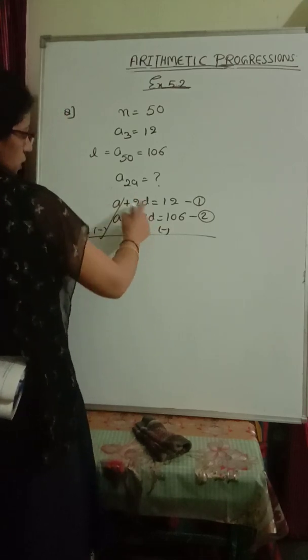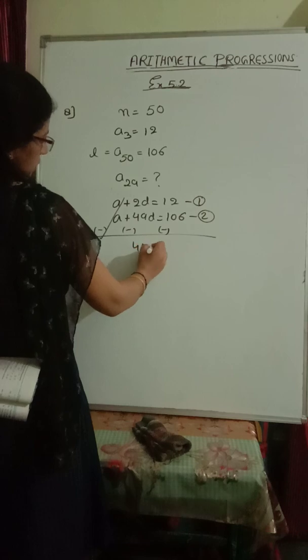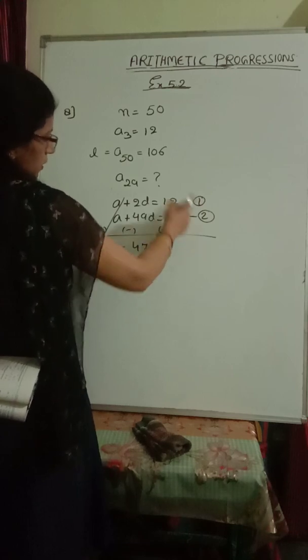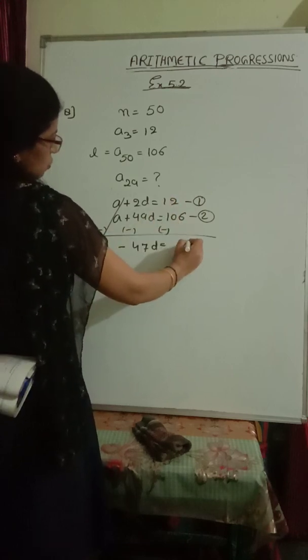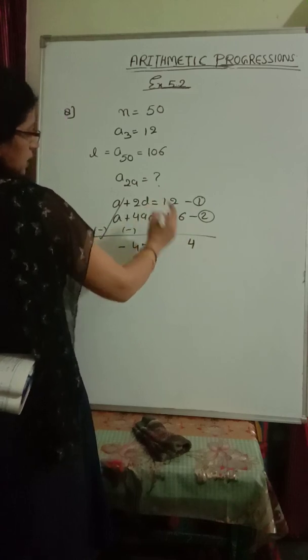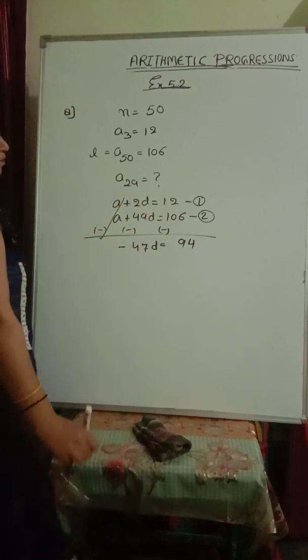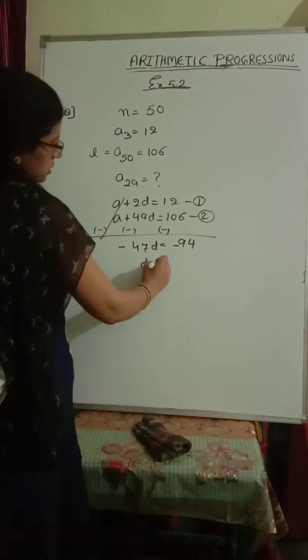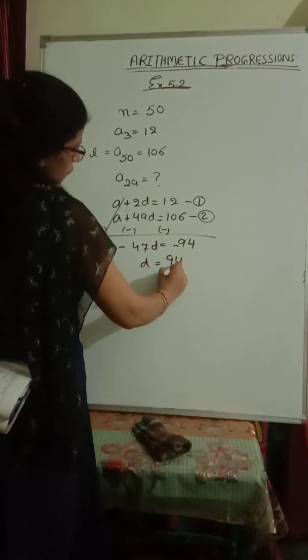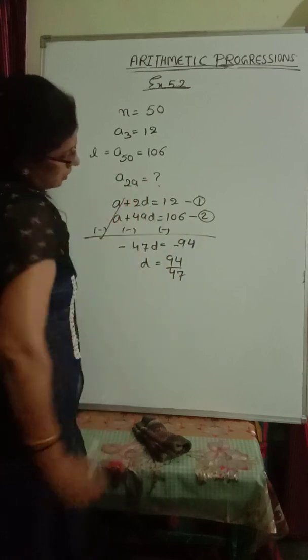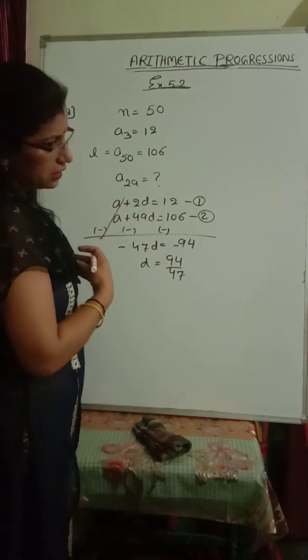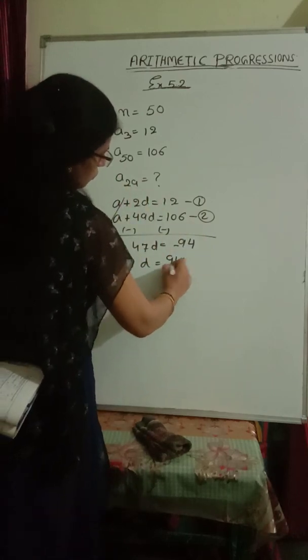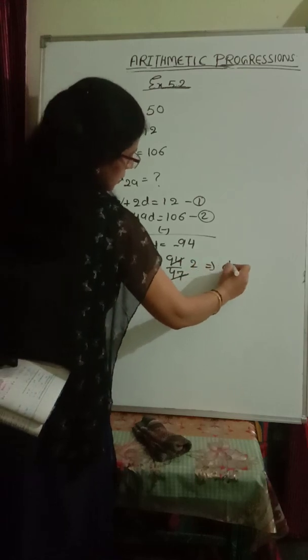Cancel out 49 minus 2, 47d, but the minus sign is there. This minus this, 6 minus 2, 4. 10 minus 1, 9, 4. Okay, but the minus sign is there, minus 2 minus cancels. So d is equal to 94 upon 47. 47 twos are 94. So the value of d is 2.